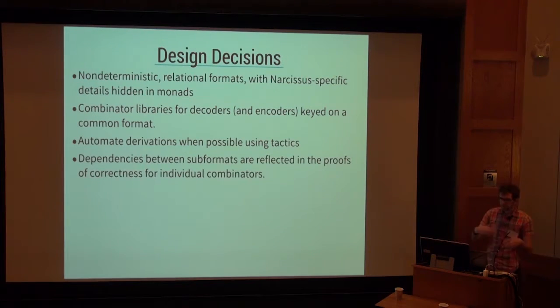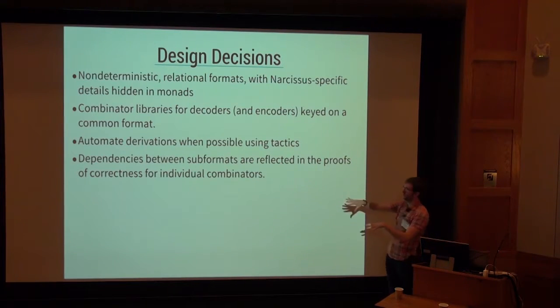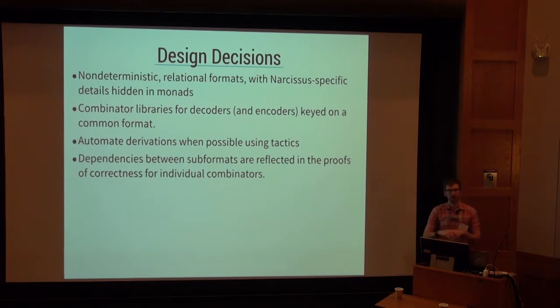And then finally, what's really nice about this style is that we can represent dependencies between some formats, and they're reflected in the proofs of correctness for the individual combinators. What does this mean? This means we can capture non-context-free formats in Narcissus, which is just necessary if we want to do anything with these standard binary formats, because most of them are context-dependent. So threading these facts through about what you've seen before is absolutely necessary if you want to verify these standard formats in a compositional way. Okay. Are there any questions about the high-level story?